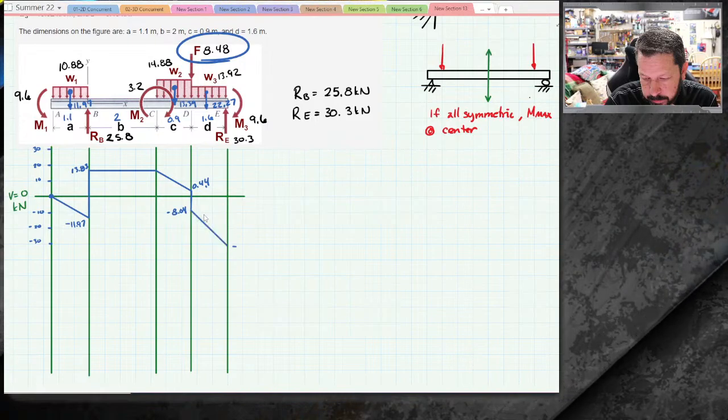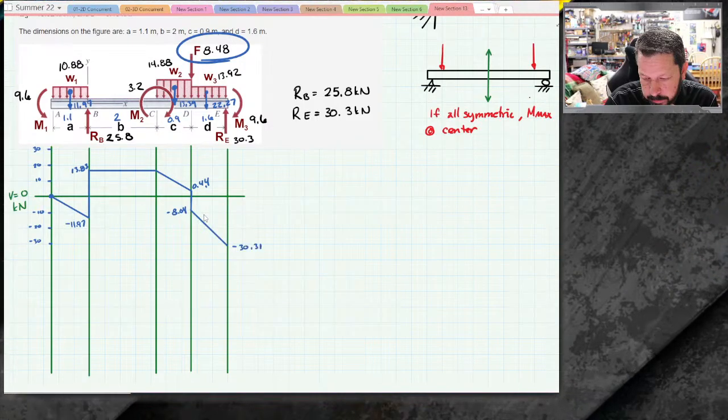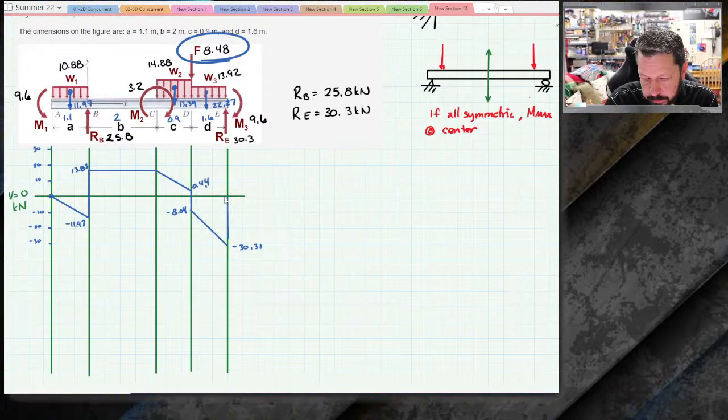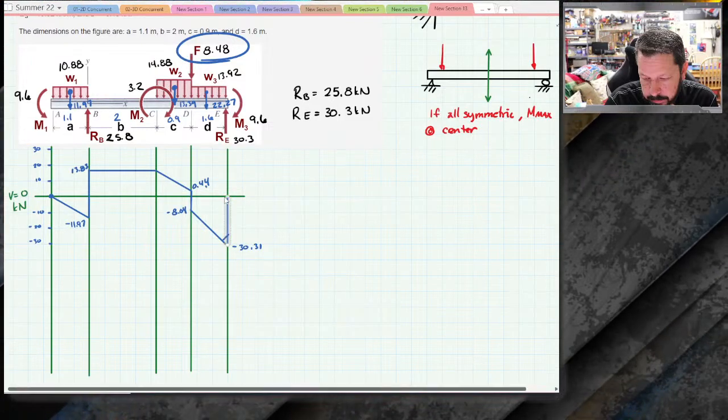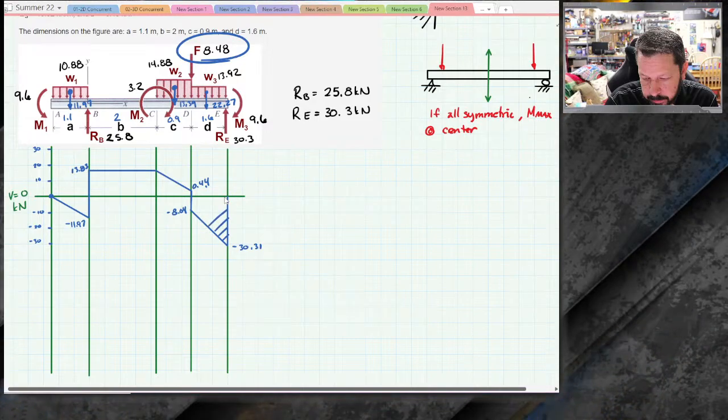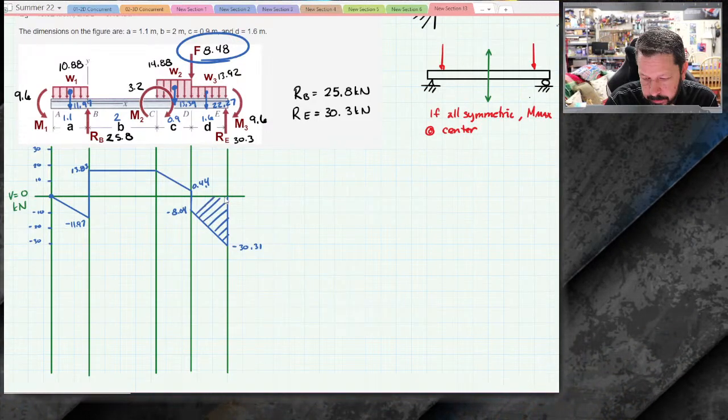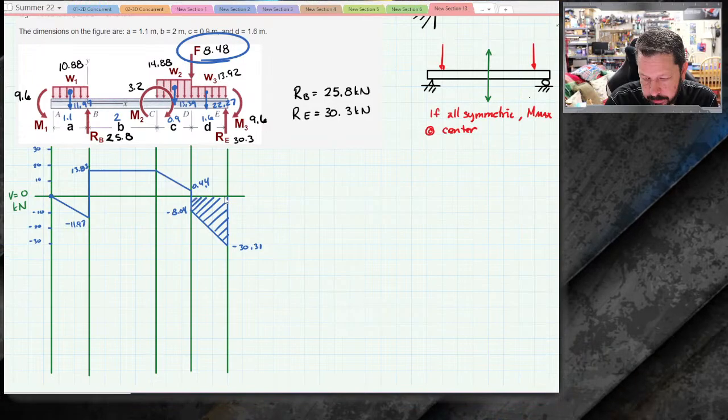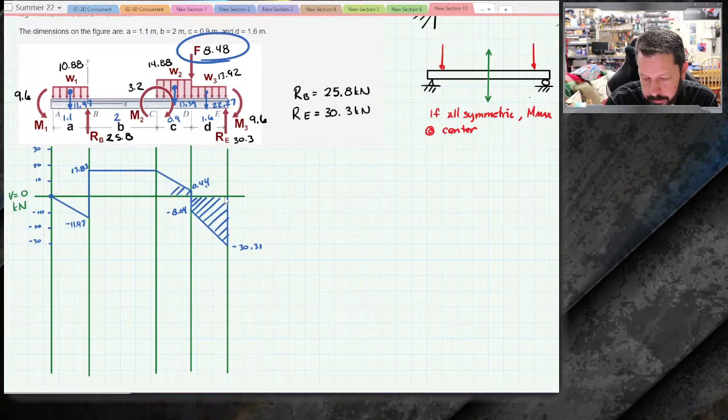Call it right there, negative 30.31. Reaction at E is 30.3. Now I can say that that's probably right. And there's our shear diagram. It's got some interesting shapes in it.